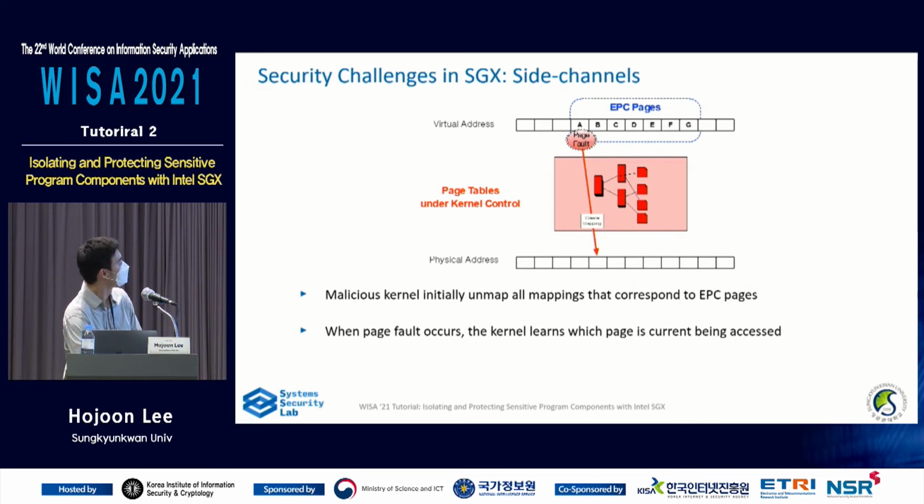So the attack goes like the following. The blue box is where your SGX program is located. You have a few pages in your program, and then the malicious kernel intentionally unmaps all the mappings that correspond to the EPC pages. Of course the page fault is going to happen, and the kernel can observe which memory is being accessed by looking at the address shown in the page fault report.